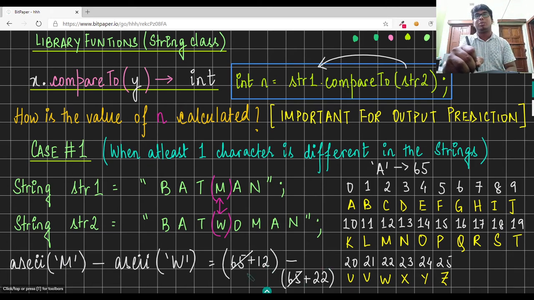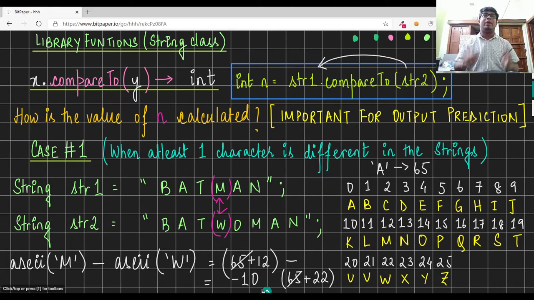And therefore, we are subtracting 22 from 12, which gives us minus 10. And this means that str1 comes before str2 when sorted in lexicographical order, right? Let's see the second case.